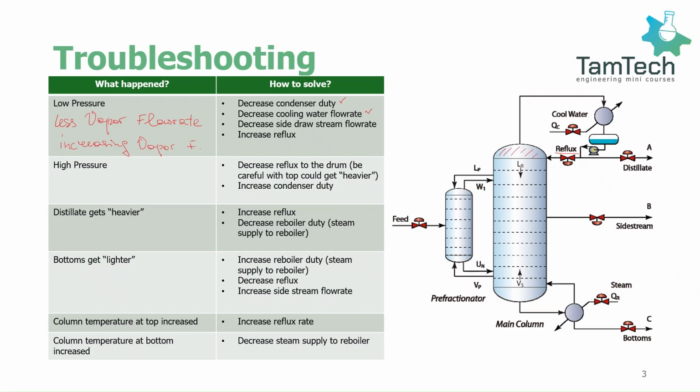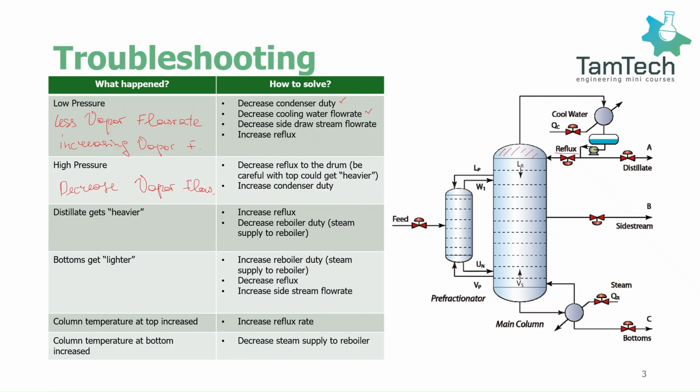Let's look at the second part. In the second part, we have high pressure, and it means we have more than enough vapor in our distillation column. What it means is that we should decrease the vapor flow rate. How can we decrease the vapor flow rate? Of course, again, with the condenser.